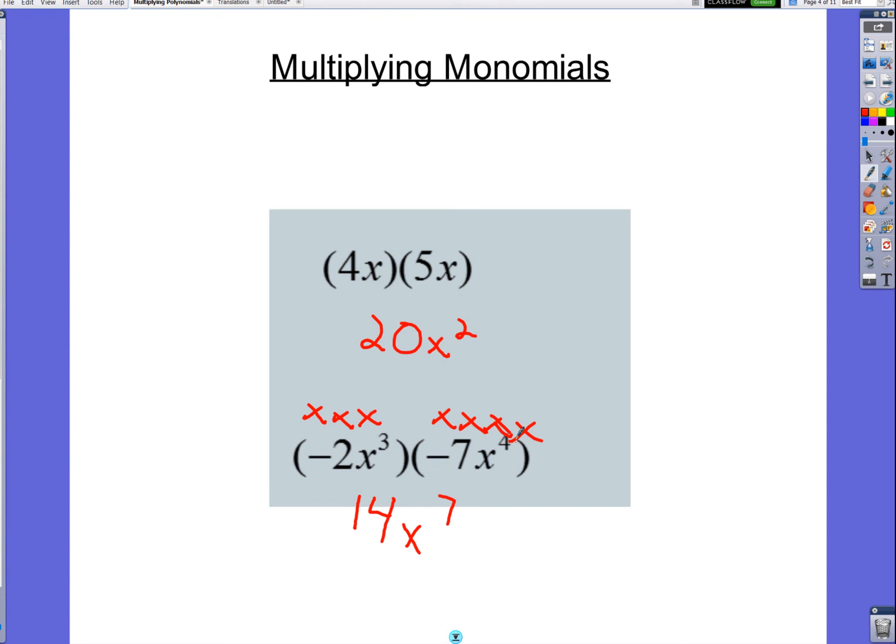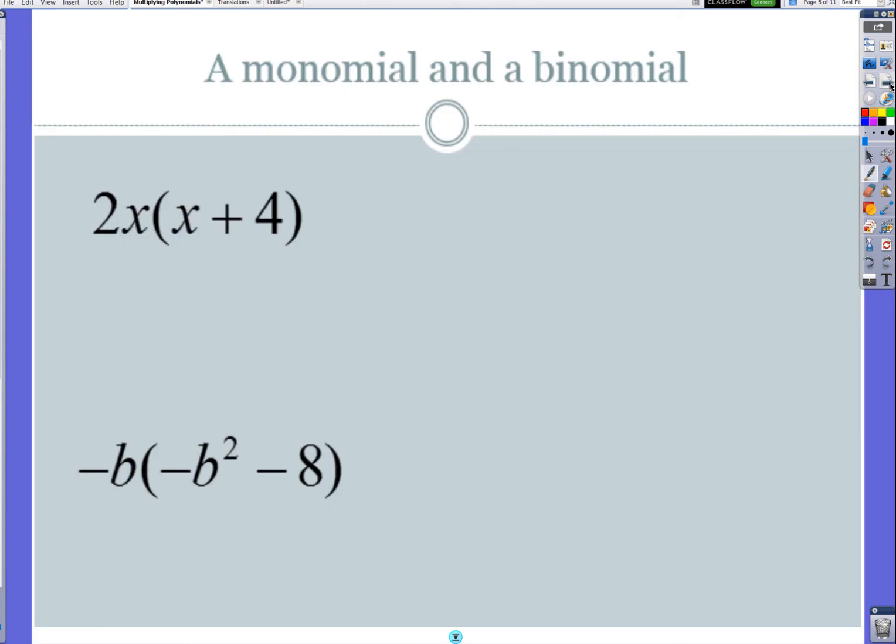How we doing back there, Princeton? Okay, let's continue here. This you can go through fast. This is a monomial times a polynomial, right? So we're going to distribute. What is 2x times x? 2x squared. What is 2x times 4?